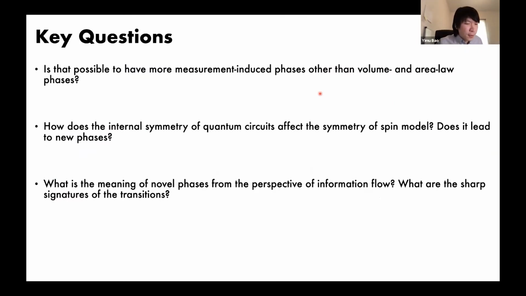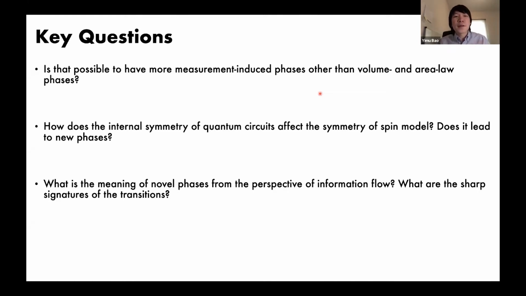The current understanding of measurement-induced phase transition raises a few key questions. First of all, we have all seen this volume law and area law entanglement phase. Is it possible to have more measurement-induced phases other than that? Second question is, we have always studied the random unitary circuit where there's no internal symmetry. So people naturally wonder, how does the internal symmetry of the quantum circuit affect the symmetry, for example, of the spin model, which governs the existence of different phases?